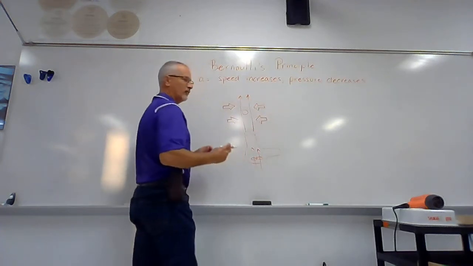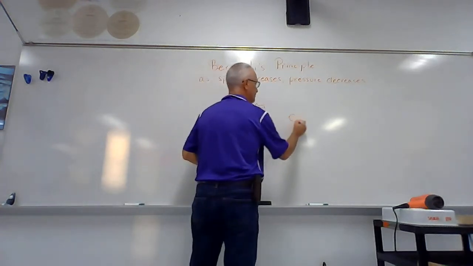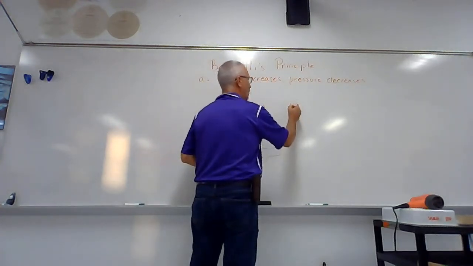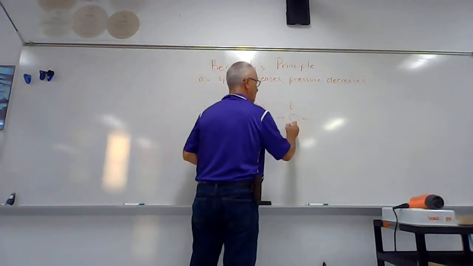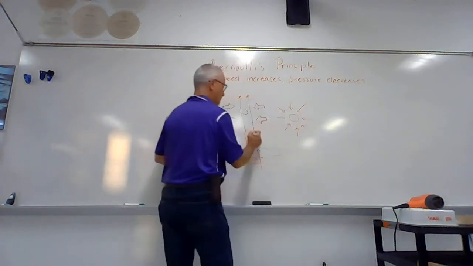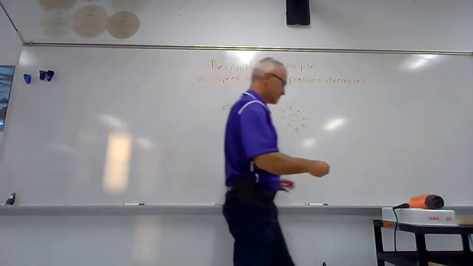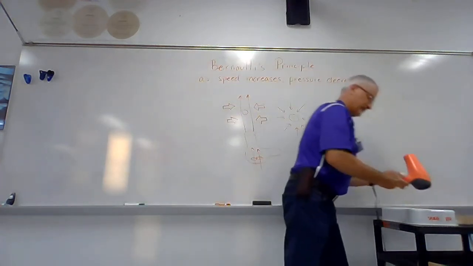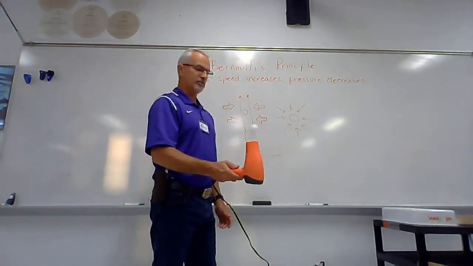Now, if we were to look directly straight down on top of it, what we would see is all the air particles pushing in on the ball, keeping the ball right over top of the hair dryer. So again, instead of the ball flying off the side, it just goes straight up in the air.